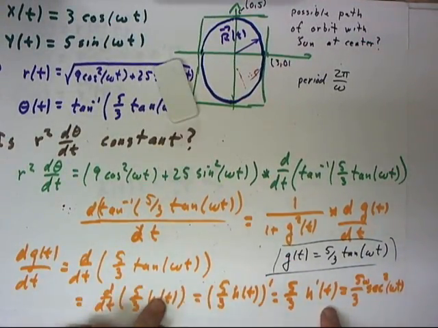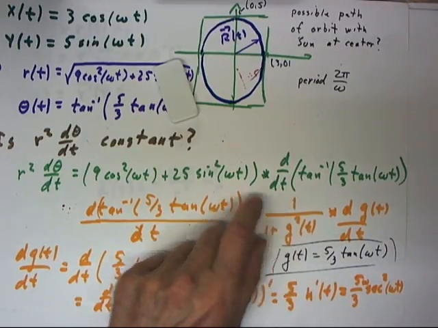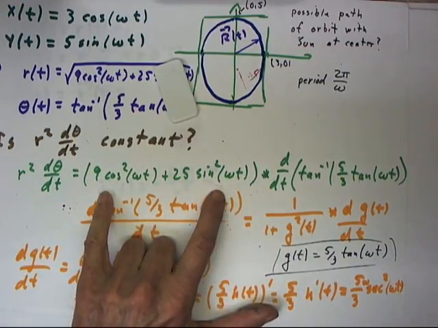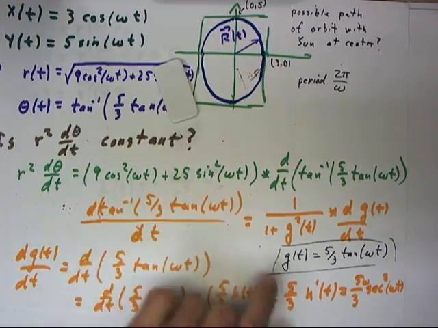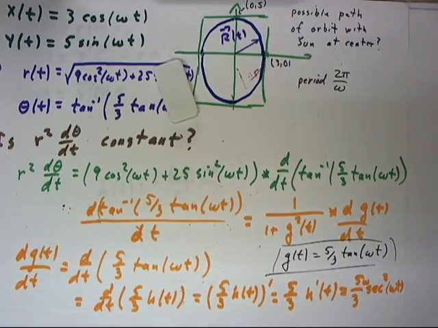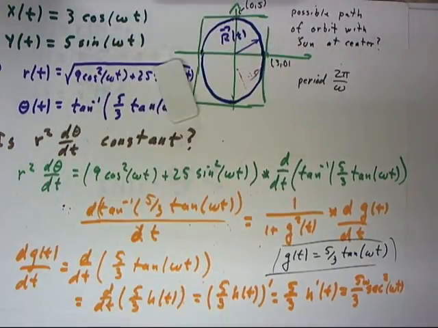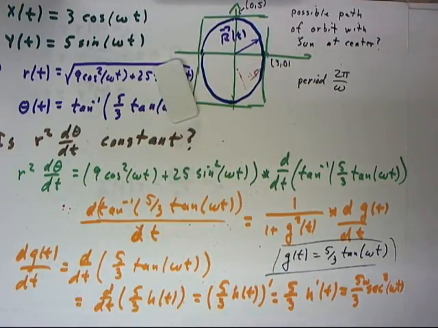Okay, well, that's getting a little messy. One thing that we can probably see is that there's almost no hope that when we put all this together into a single derivative and multiply it by 9 cosine squared of omega t plus 25 sine squared of omega t, it's going to end up being constant. This means that this could not be the path of a planet moving about the sun.